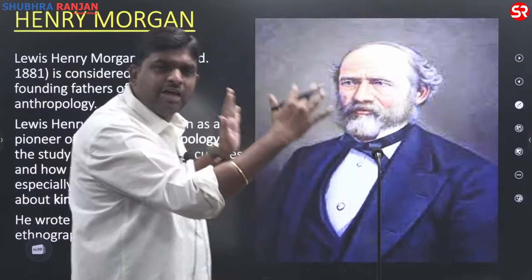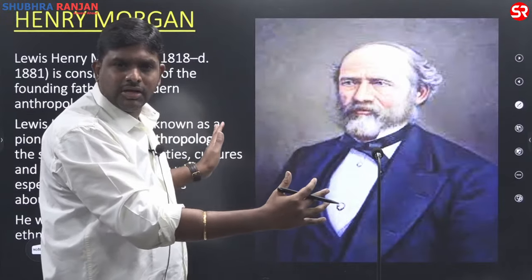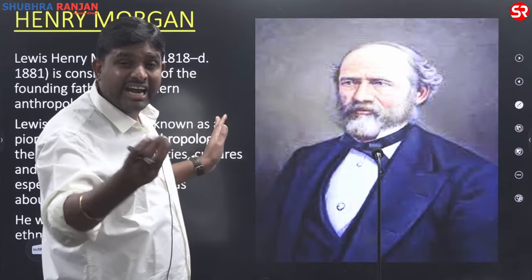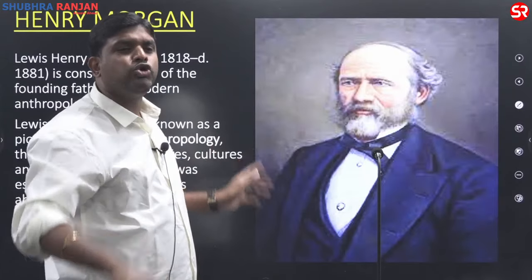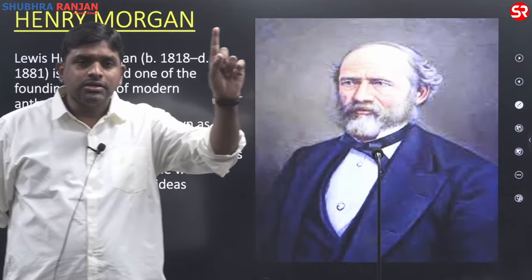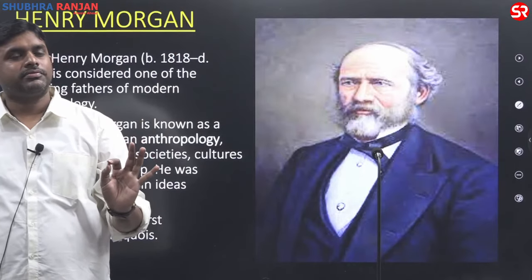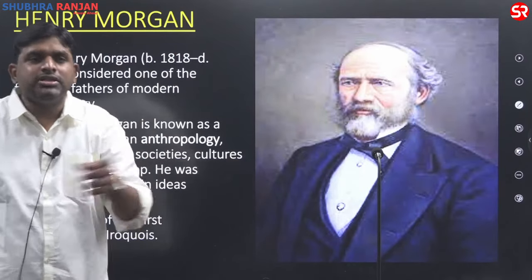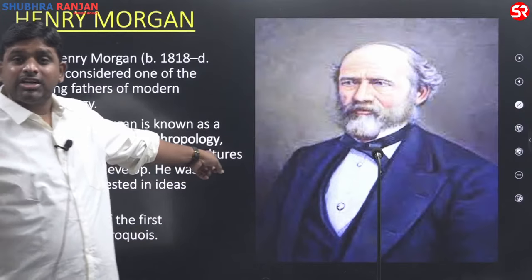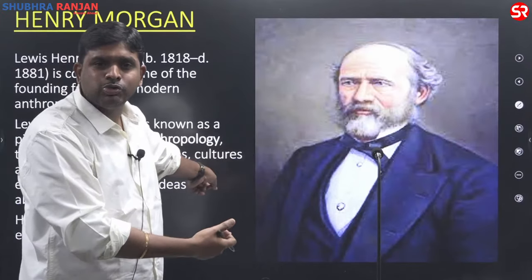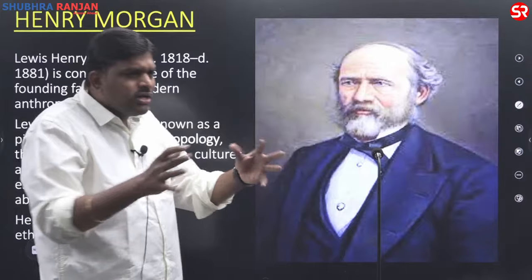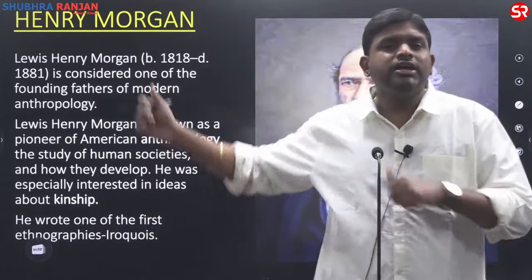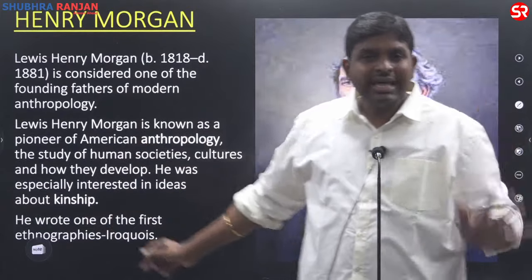Similarly, these three people are from different countries. But because of their ideology, because of their ideas, similarities, they are clubbed together under one particular school called classical evolution. What are the similarities? That is what the school is all about. Then you will get the doubt. Sir, what are the similarities? The similarity itself is the school. So first person, E.B. Taylor.